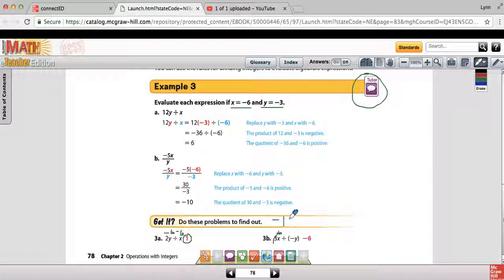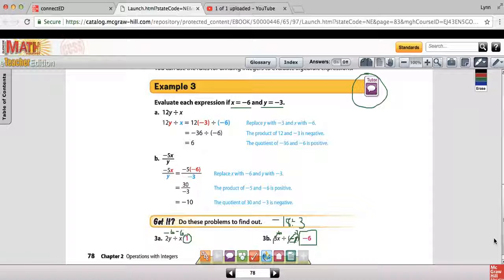In 3b, we have 3x, so x is negative 6, so we have 3 times negative 6, which is negative 18, and we're going to divide that by the opposite of y. Notice how I pronounce that, the opposite of y, or negative y. In this case, if y is negative 3, we can't ignore that minus sign out front. It's the opposite of negative 3, or a negative negative 3, which is a positive 3. Negative 18 divided by 3 is negative 6.